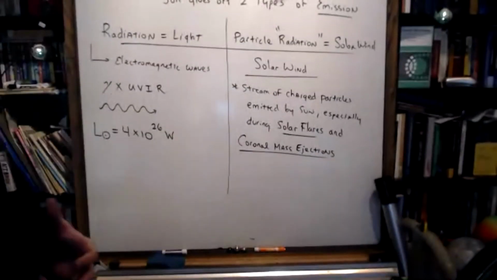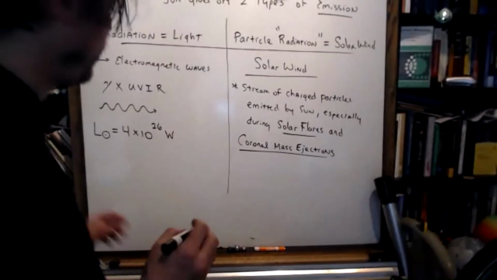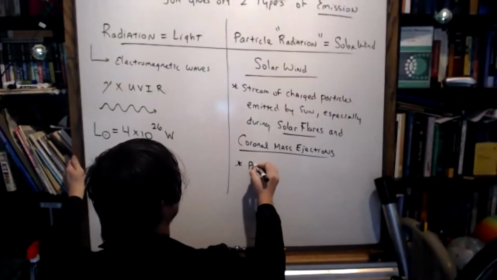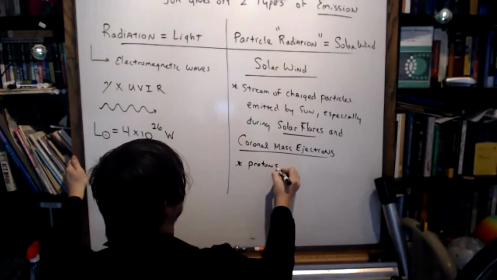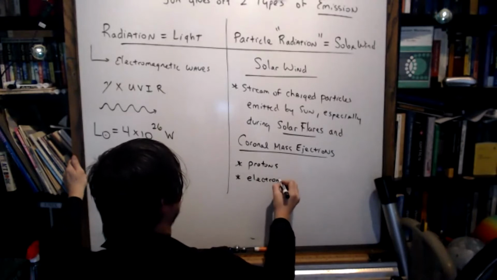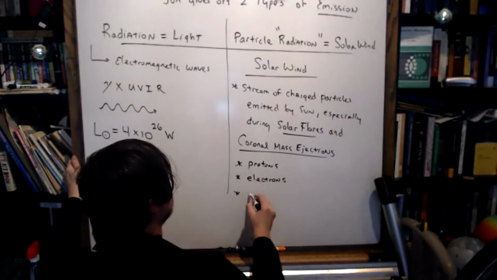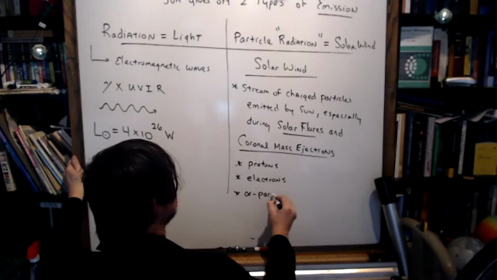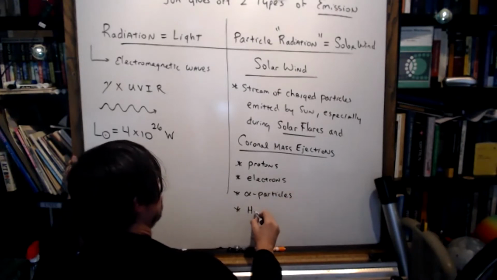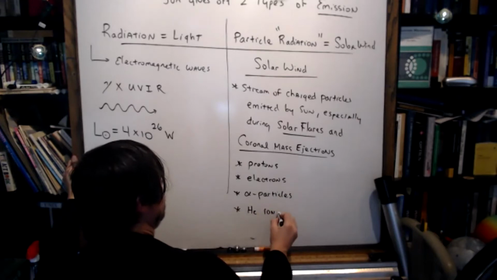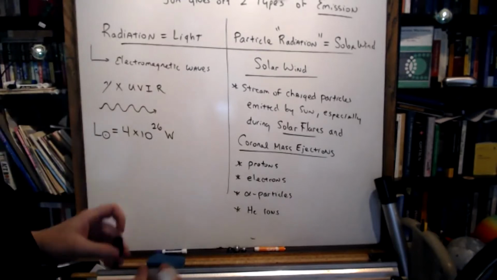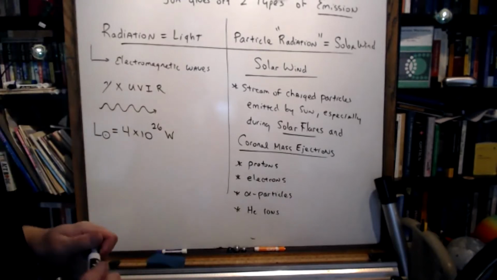There are a few different particles that are emitted by the solar wind. They include protons, electrons, alpha particles, and helium ions. An example of a helium ion would be a helium atom that has lost an electron.